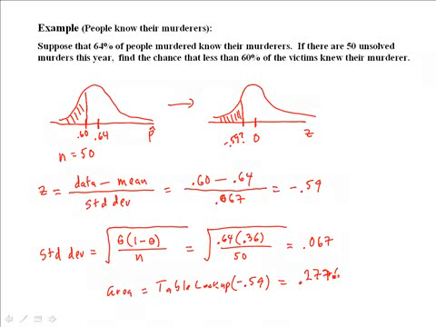Okay. Right. So as a percent, that represents what? 27%. Or around 28%. Yeah, around 28%. So that means this area right here is about 28%, which means that this area over here is about 28%. And that means that the chance of getting less than 60% of the victims knowing their murderer in this sample of 50 that we started out with is about 28%. Oh, okay. Got it? Yep. Okay.